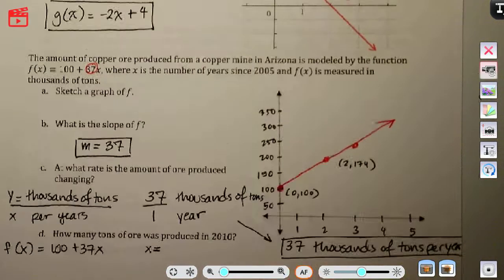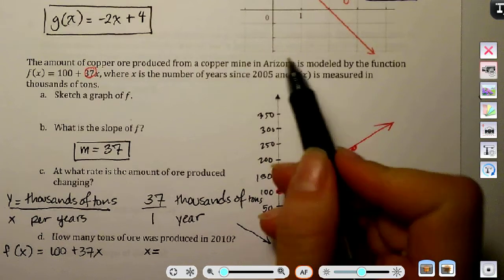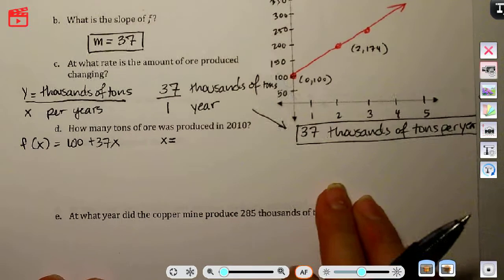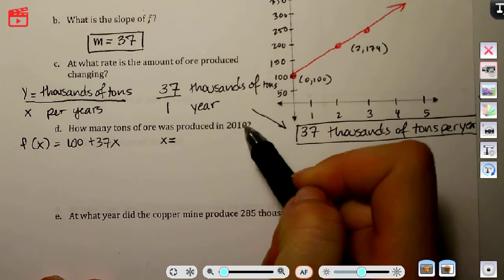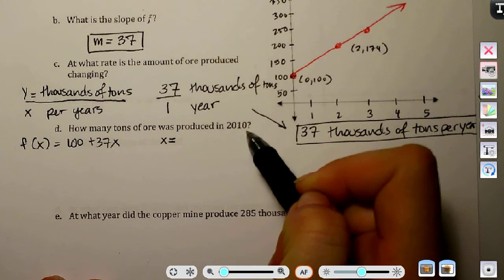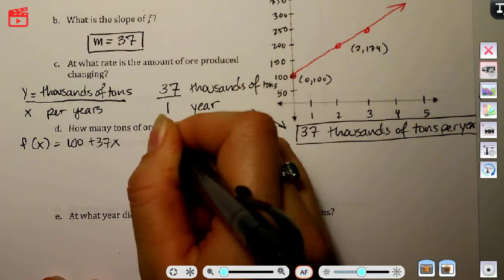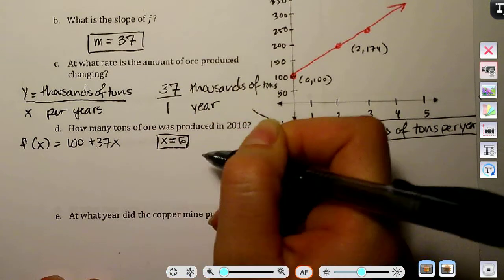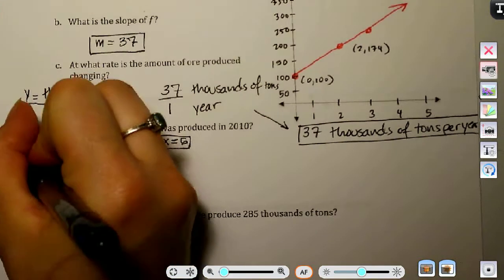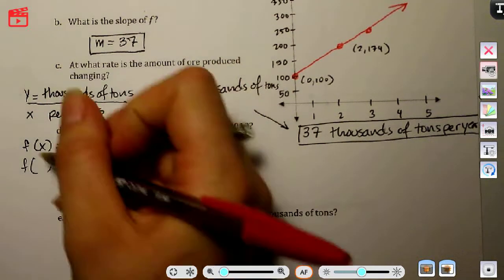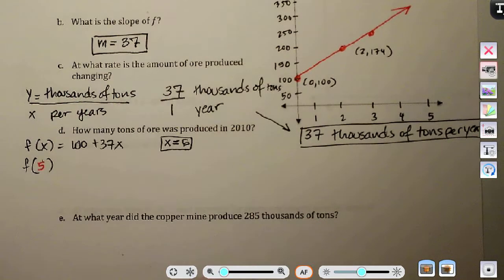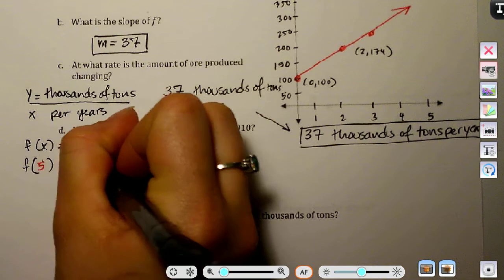Well, remember, x is the number of years since 2005. And we're looking at 2010. So how many years has passed from 2005 to 2010? 5 years. Okay, so we're looking at 5 years. So plugging that in, f of 5. Okay, so we're plugging in the number of years to figure out how many tons was produced in that year.